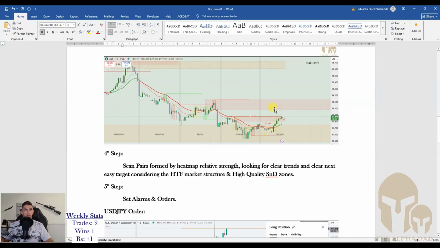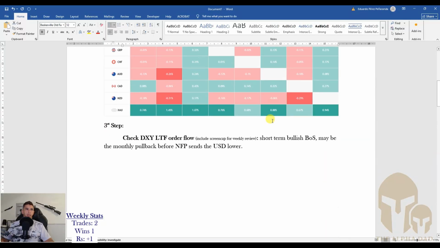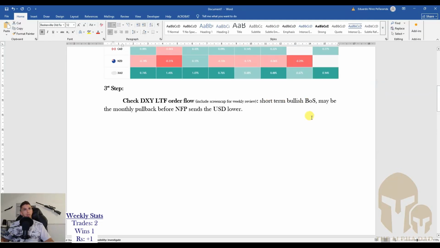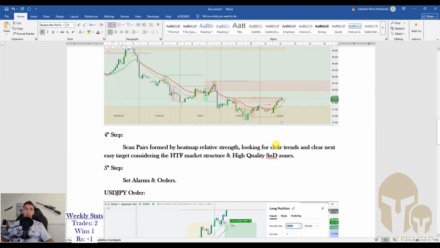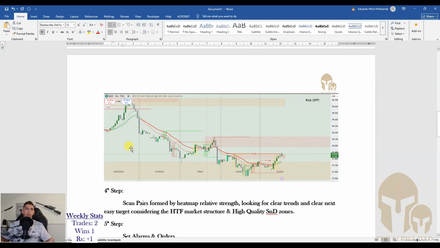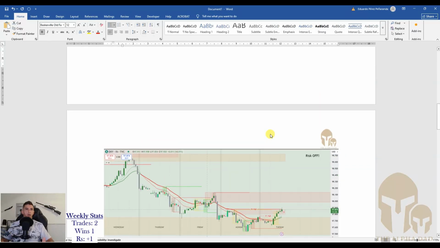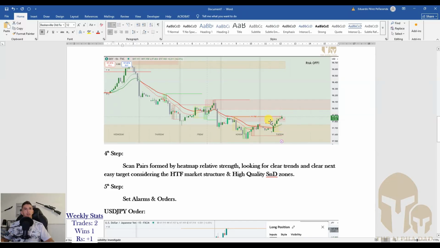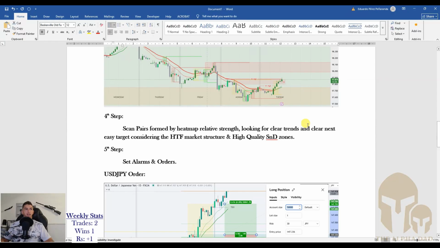Regarding the dollar, this is my analysis, right? Short-term bullish with break of structure. The monthly, I assume, is the monthly pullback before an FP to come weak and throw the dollar to the underworld. Okay, so we've taken the H1 high and the H4 high, which can be a signal that we're going to be going a little more to the upside before melting at the end of the week.